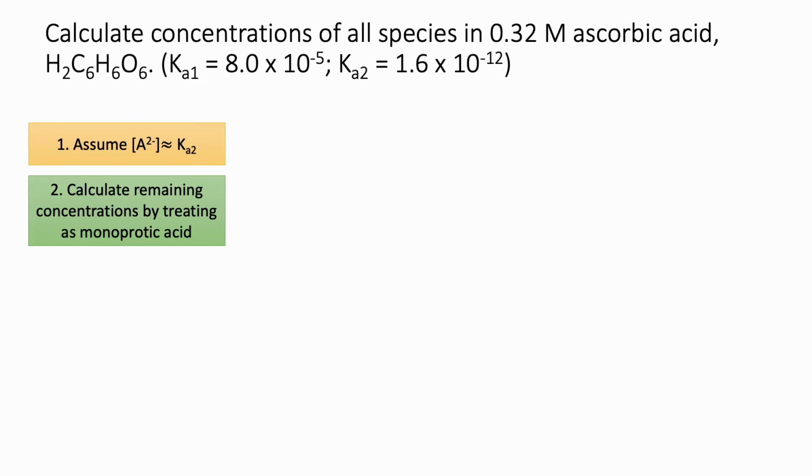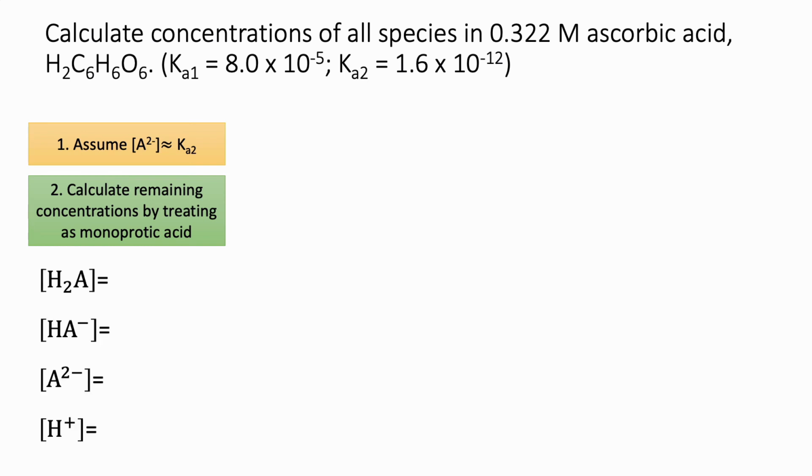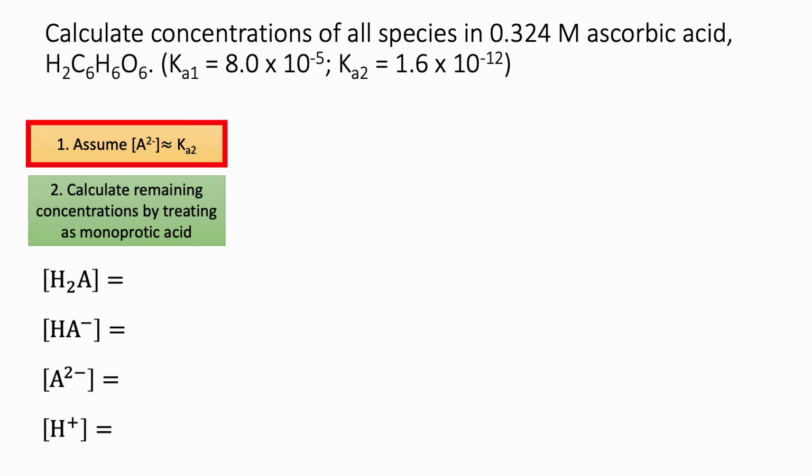So here's a problem in which we're looking at ascorbic acid, also known as vitamin C, and we're going to use these rules. So here are the concentrations we want to calculate. The first thing is we're going to assume A2 minus equals the Ka2. So there's our Ka2 value. Let's put that down here. Our A2 minus concentration is going to be 1.6 times 10 to the minus 12.